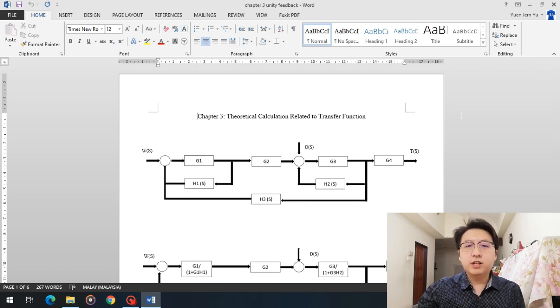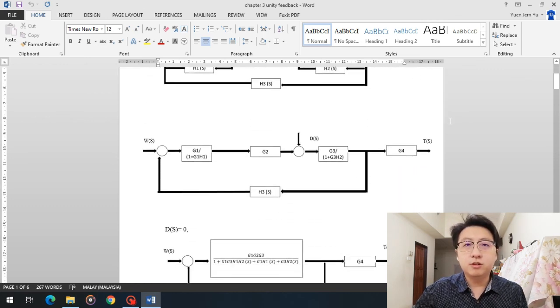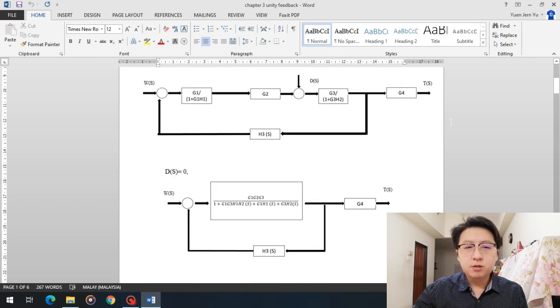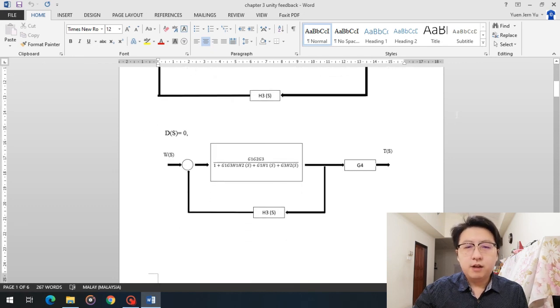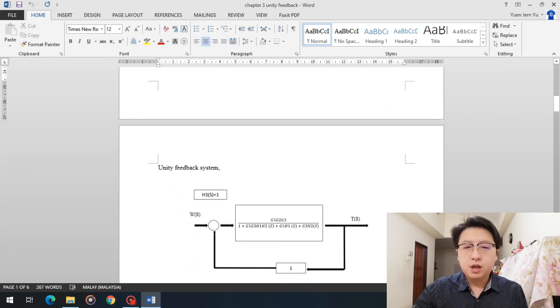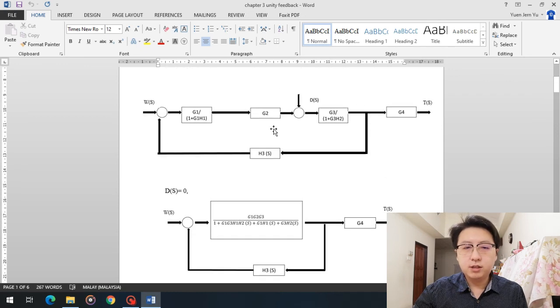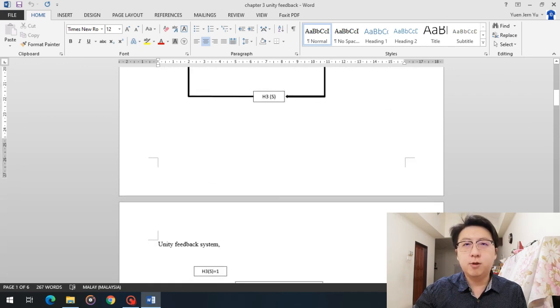So, the theoretical calculation related to the transfer function is when we take the circuit of the servo motor, DC servo motor, we apply Ds equals to 0, which is there's no disturbance. So after we use the block reduction diagram, we apply unity feedback system where the feedback equals to 1. So our H3(s) is equal to 1.